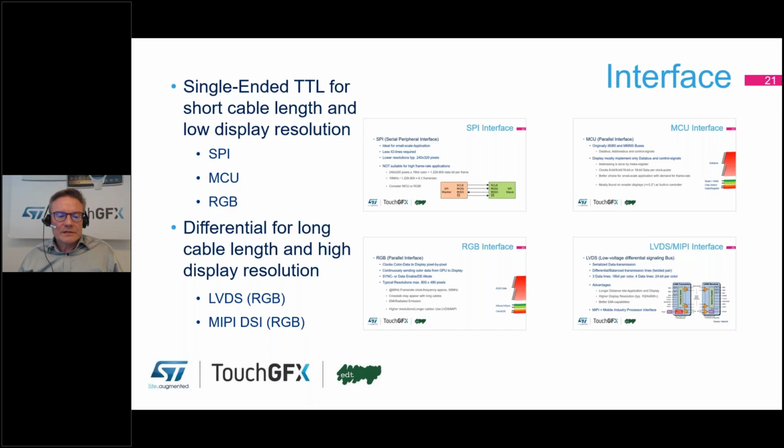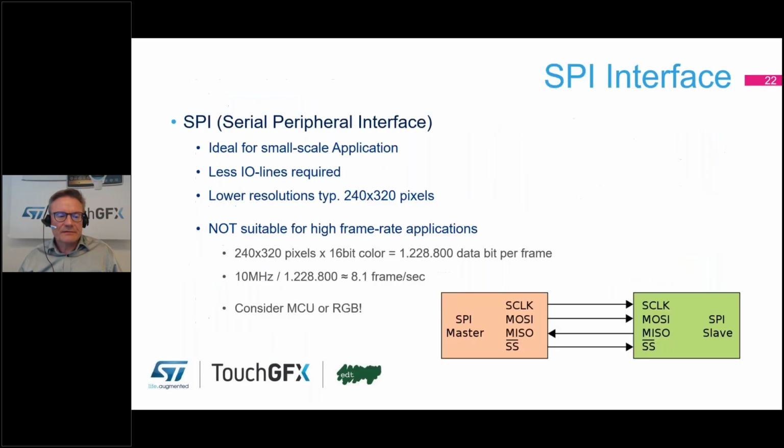Yeah, we can dig into it. The SPI is an interface that is used especially for the smaller displays, typically because you have a limited bandwidth there in terms of speed. And you can actually see here the calculation. I'm not an expert in the interfaces, let me just point that out.